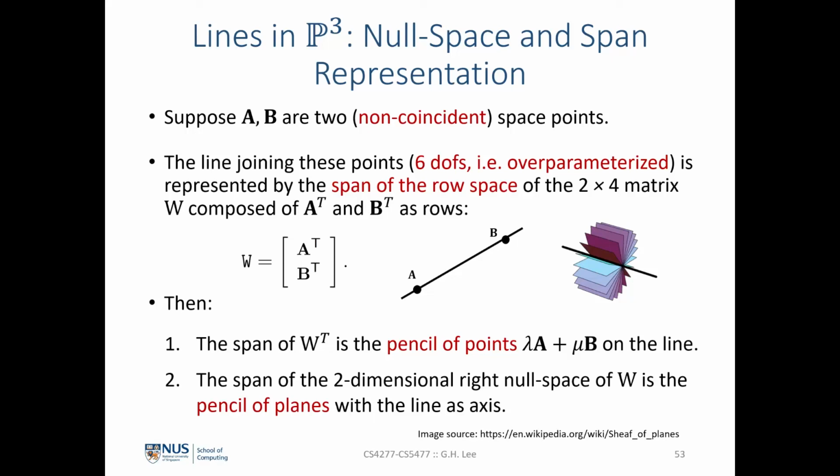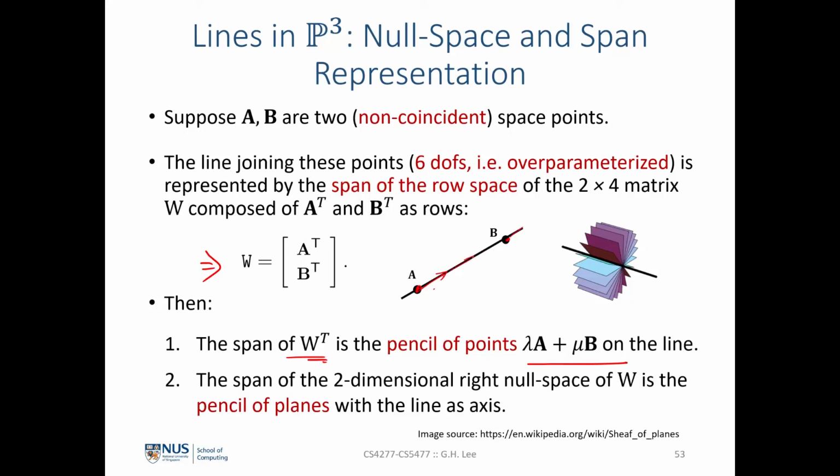The line joining these 2 points is represented by the row space of the 2 by 4 matrix W composed of A transpose and B transpose. So the span of the row space, the span of A and B here, would give us the points that lie on this particular line. And we can see that the span of W transpose is indeed given by the linear combination of A and B.